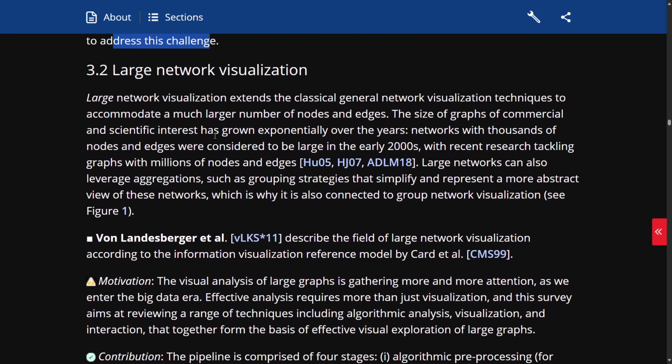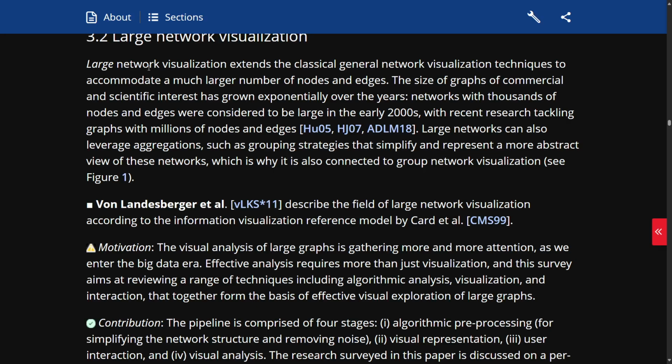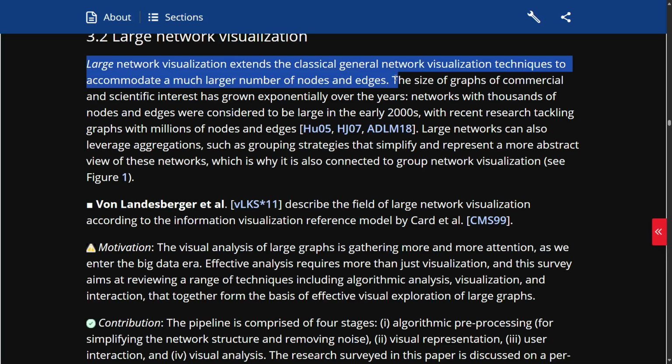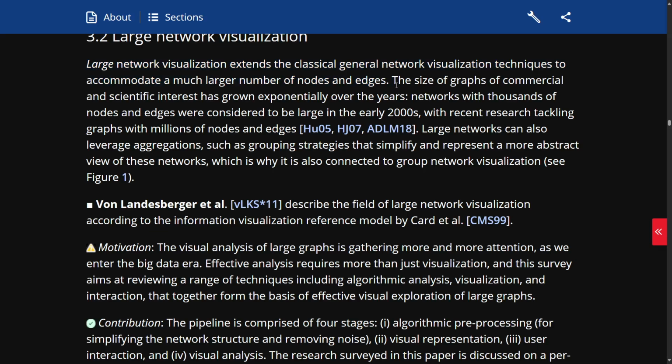3.2 Large network visualization. Large network visualization extends the classical general network visualization techniques to accommodate a much larger number of nodes and edges. The size of graphs of commercial and scientific interest has grown exponentially over the years. Networks with thousands of nodes and edges were considered to be large in the early 2000s, with recent research tackling graphs with millions of nodes and edges, WHO05, HJ07, ADLM18. Large networks can also leverage aggregations, such as grouping strategies that simplify and represent a more abstract view of these networks, which is why it is also connected to group network visualization.